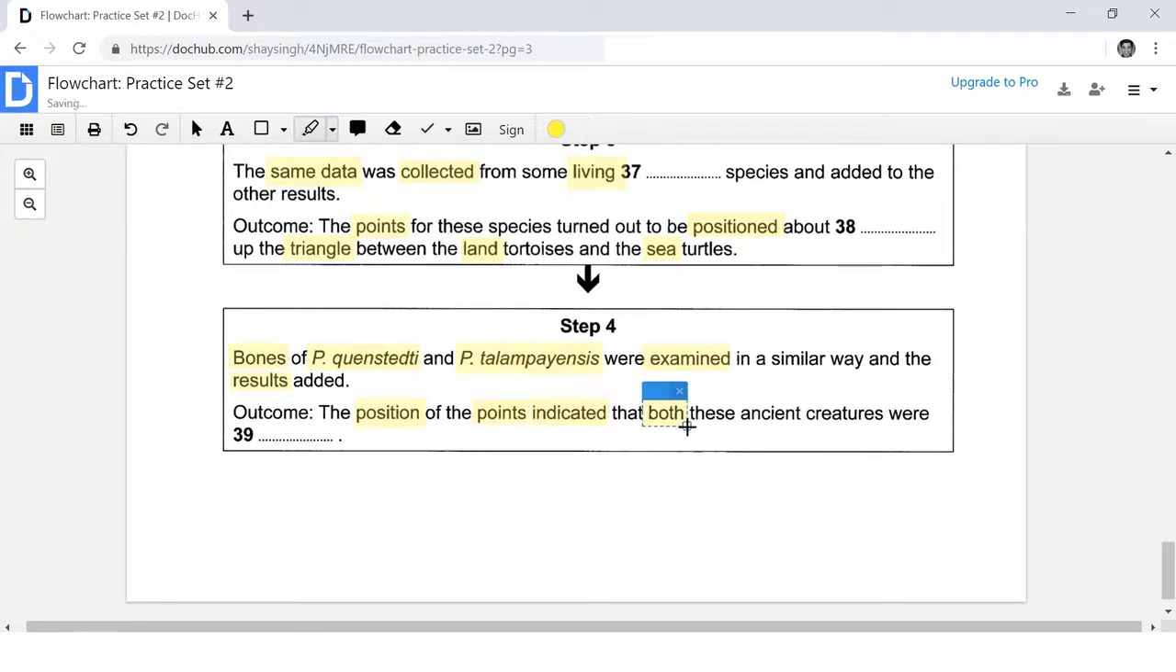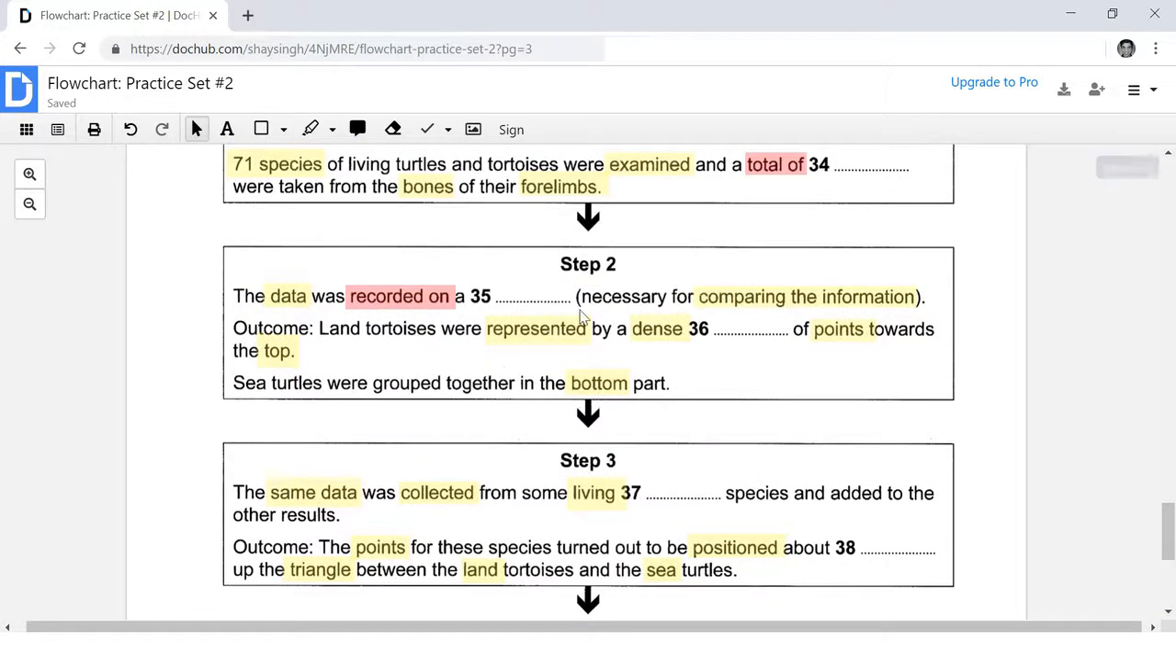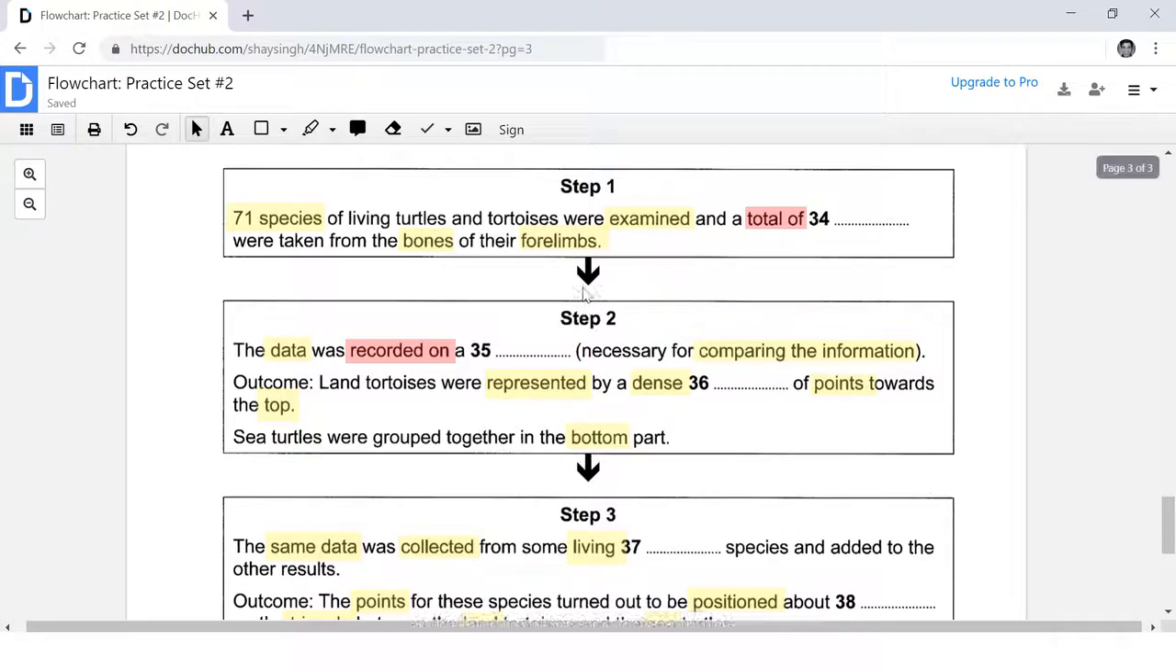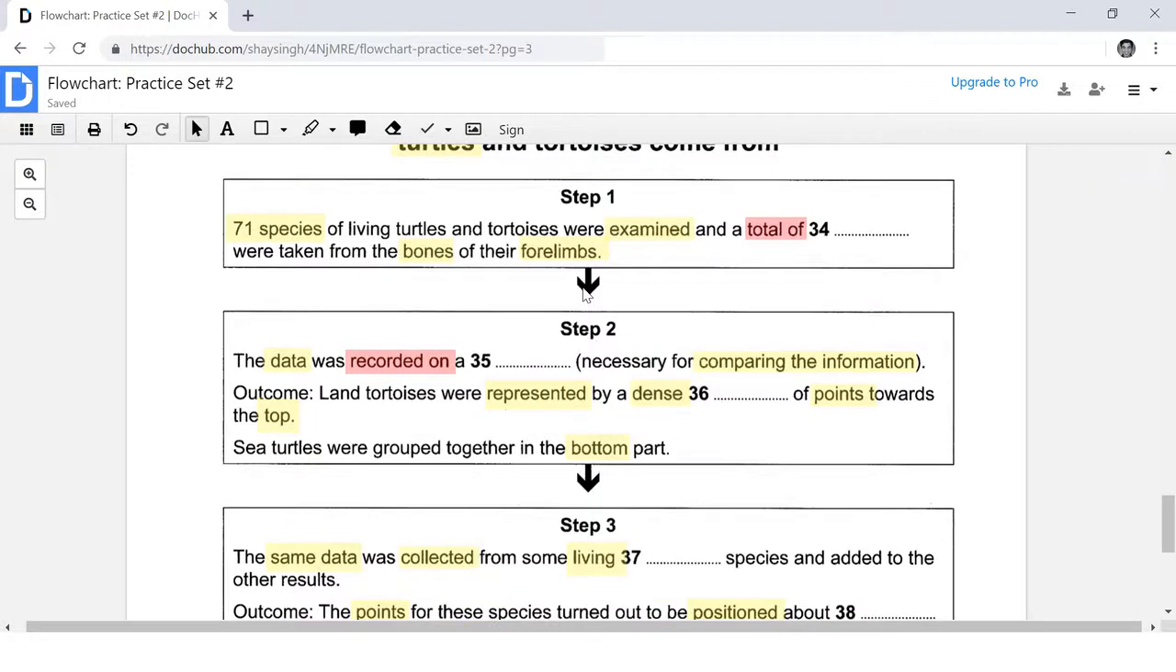Both ancient creatures were what? Okay. So those are all of our keywords. And when you find these keywords, again, I've marked this part red to highlight the fact that you may need to pay special attention. You should be paying special attention to connecting words and phrases that are asking you for specific information. So here it is asking us for a total of something recorded on some sort of a noun is going to be the answer here.